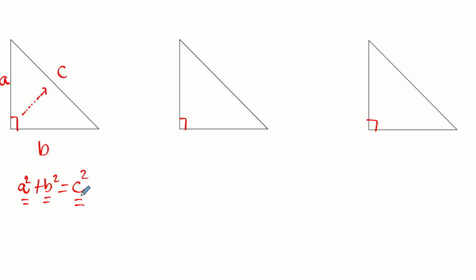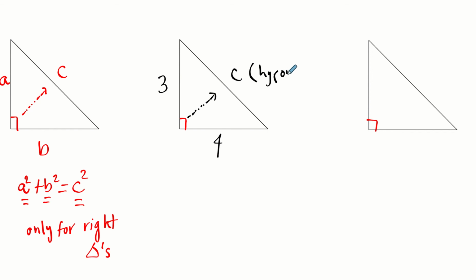I know it's a little hard to get your mind past that it actually works, but it does. And again, this is only for right triangles. It doesn't work for other types of triangles. So let's take a look at an example here. Let's say this side has length 3. This one here has length 4. We're trying to find the length of the hypotenuse, so we'll call this C. Opposite of the right angle is the hypotenuse.